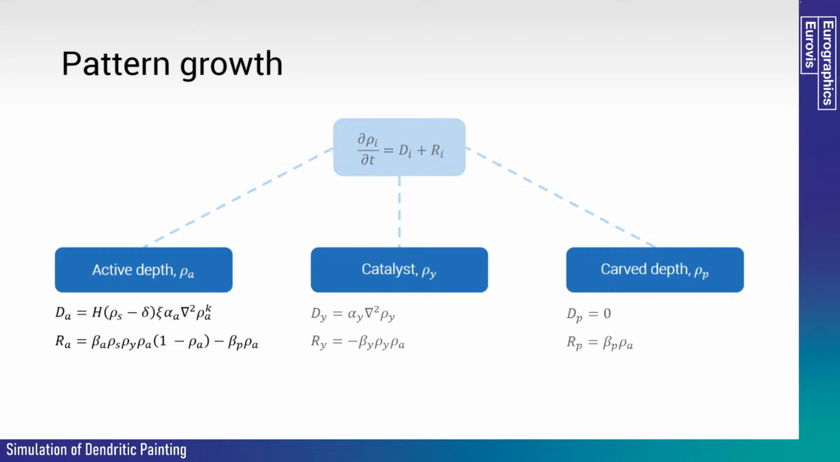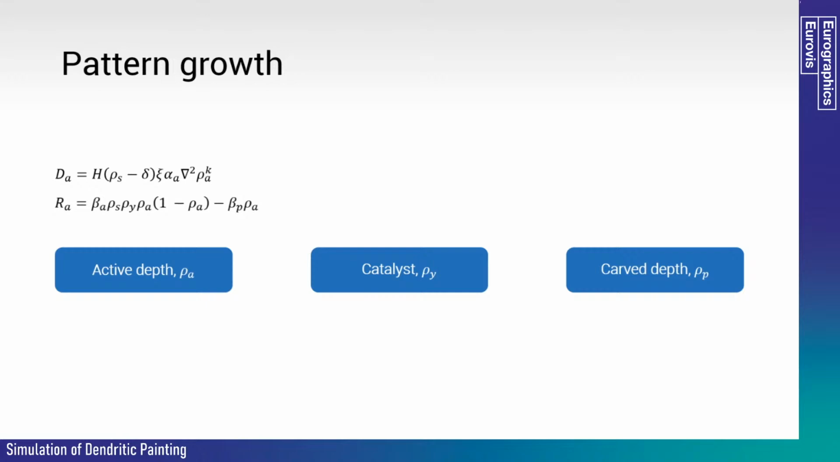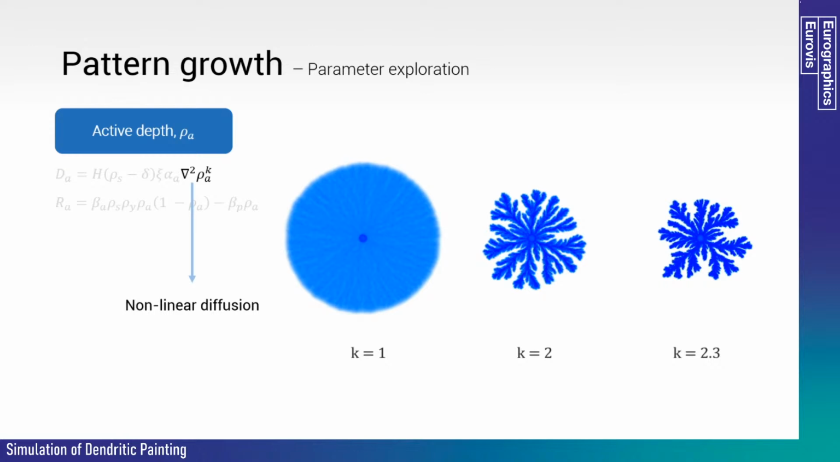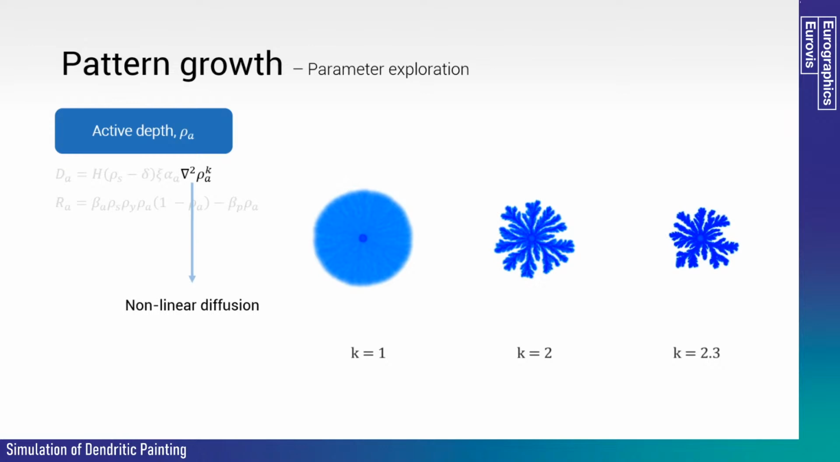Now, we are going to analyze the different parameters and how they affect the shape of our patterns. Here, we analyze the effects of nonlinear diffusion by changing the value of k. We can see how linear diffusion with k equals 1 is not able to reproduce branches, while higher values are able to reproduce the branches that we want in our patterns. We have chosen a value of 2 for all of our examples.